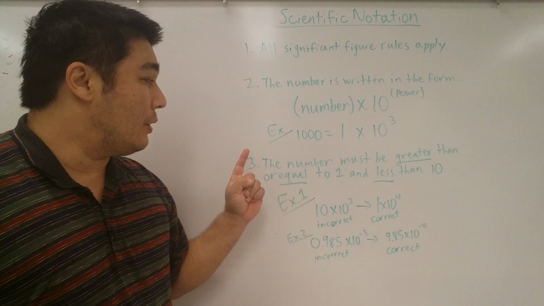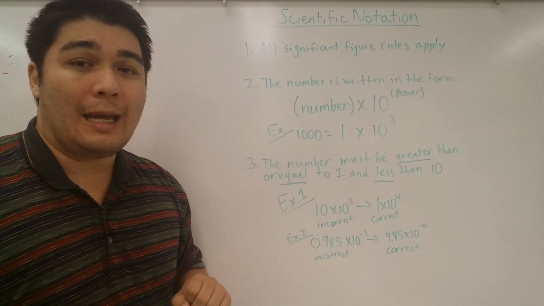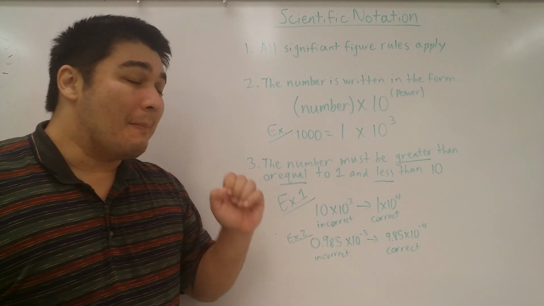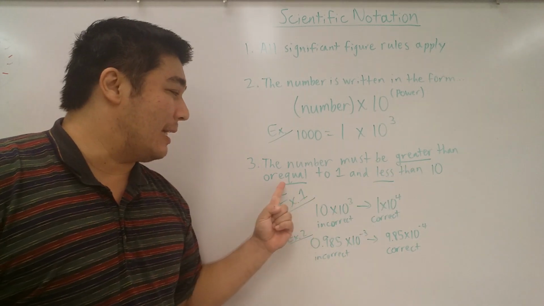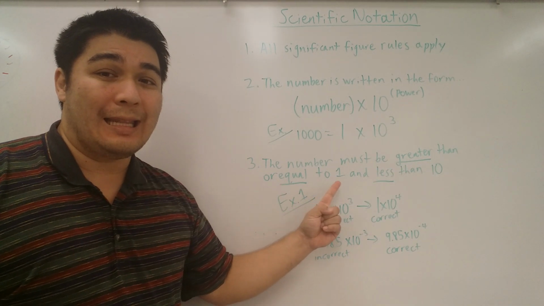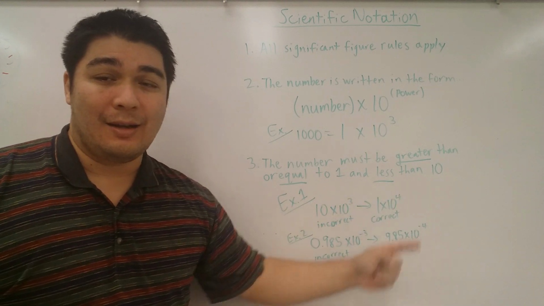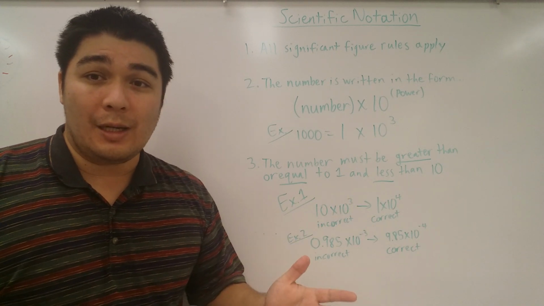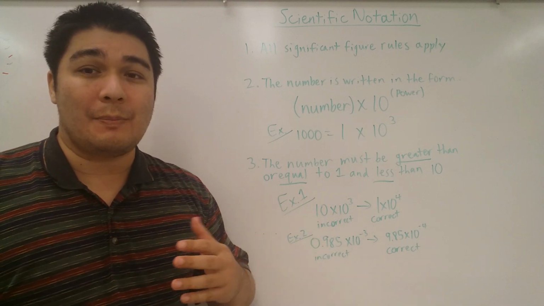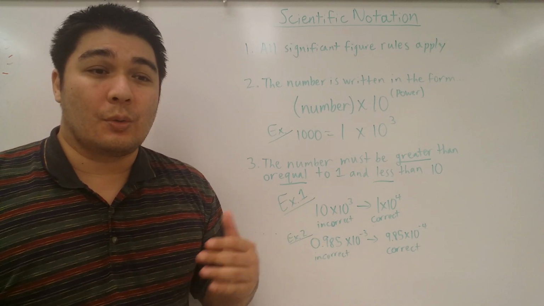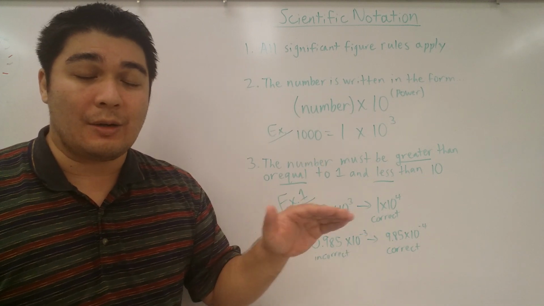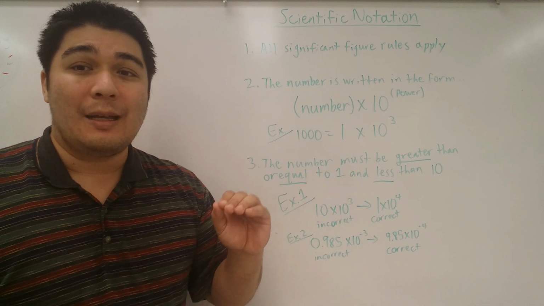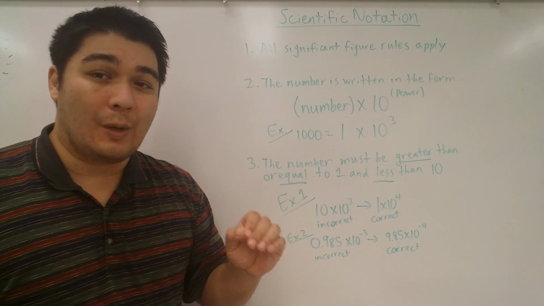All right, so let's go on to the third rule. The third rule is that the number must be greater than or equal to 1. Notice that I emphasize that. Greater than or equal to 1 and less than 10. So if it is less than 1, you must move the decimal point to make it between 1 and 10. If it is 10 or greater, it must be reduced. You have to move the decimal point again to make it between 1 and 10.